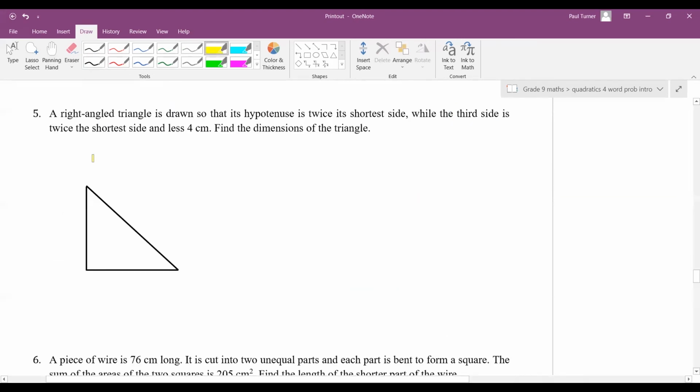So in question 5, we've got a right angle triangle, which obviously means that the triangle is right angled here. The hypotenuse, if you remember, that's the longest side, will be opposite the right angle. So this is the hypotenuse here. And it's drawn such that the hypotenuse is twice its shortest side. So the shortest side, these look about the same, so let's call that the shortest side here, x.